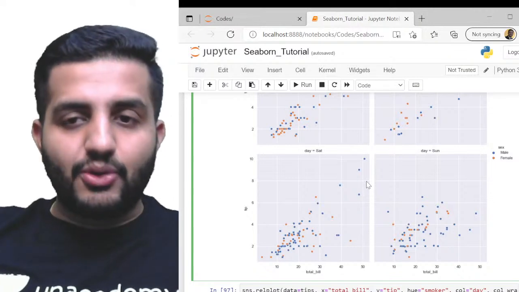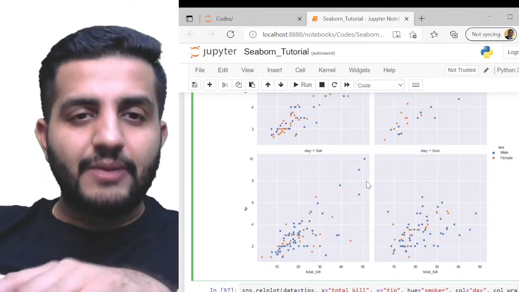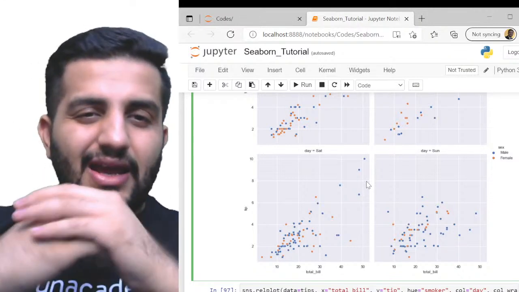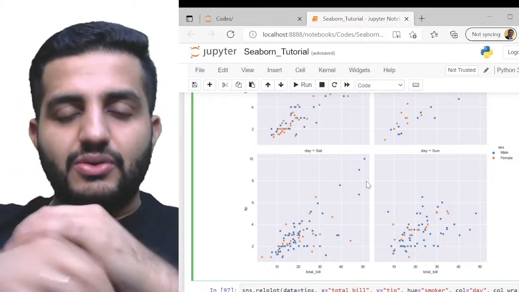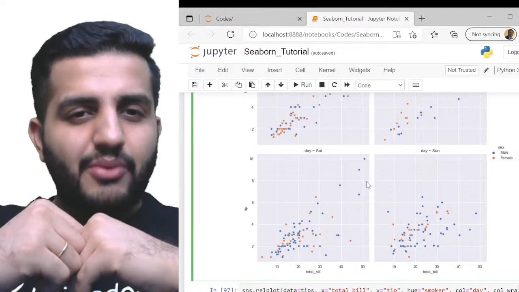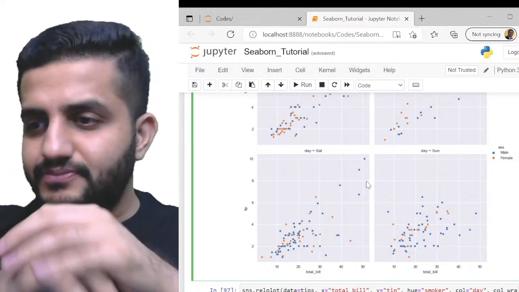Saturday is the party day. I mean, generally people go out on Saturday nights, right? And they tend to spend more, right? So that's a very good trend. So reading out of your graph is very important, guys. Always remember that.